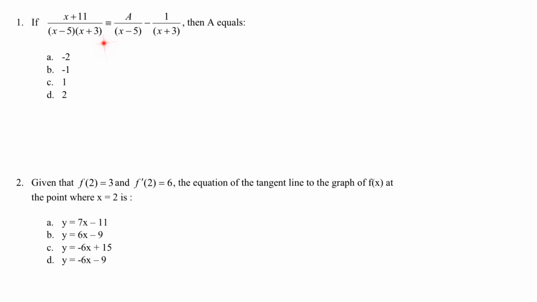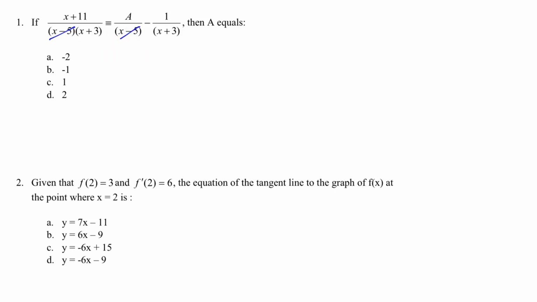The first question is a partial fraction question, and we are supposed to find A. B is already there. To find A, we will use the cover-up method. You have x minus 5 here, so cancel x minus 5. And how will x become 0? If in place of x you put 5, 5 minus 5 is 0.